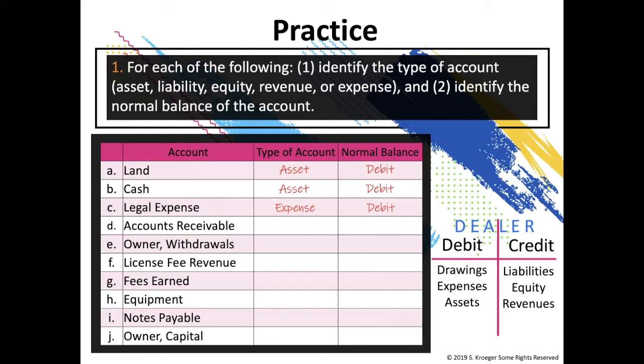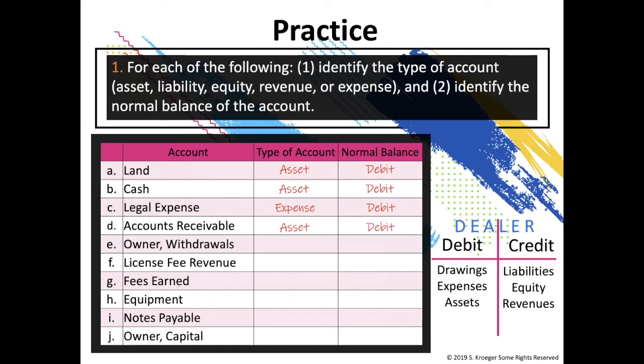Letter D, accounts receivable. What type of an account is that? Remember, accounts receivable is when someone owes us money. We're going to be receiving money. That would be an asset, and all assets have debit balances.